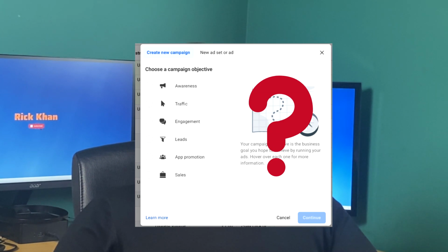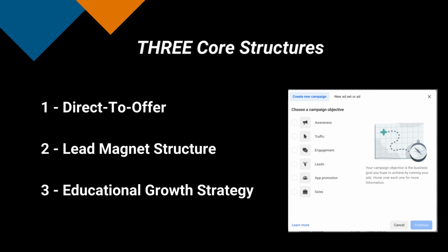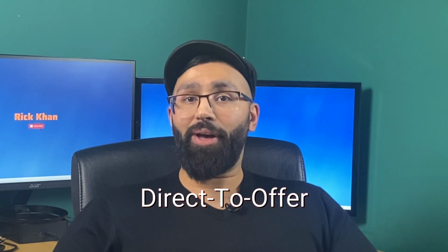So with that said, there are 3 core campaign structures that I highly recommend you focus on, which are the direct to offer, the lead magnet structure, and the educational growth strategy. And what you want to do is pick the one that's right for you, as each of these structures are designed to be tailored for your product or service so that you can get the correct outcome for Facebook to make it easy to sell, which starts with the direct to offer.